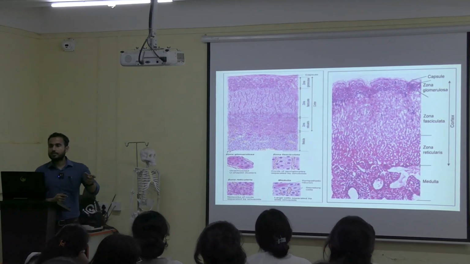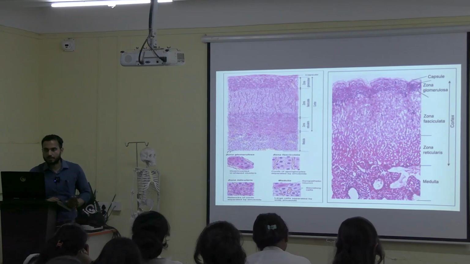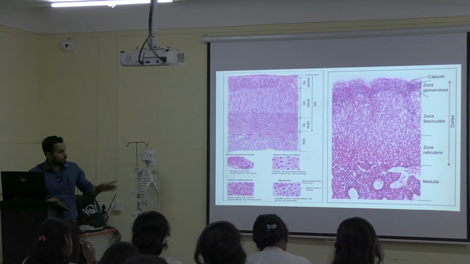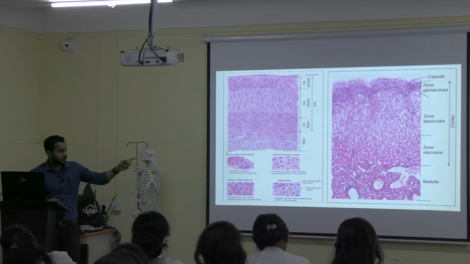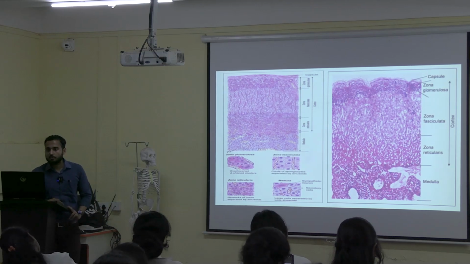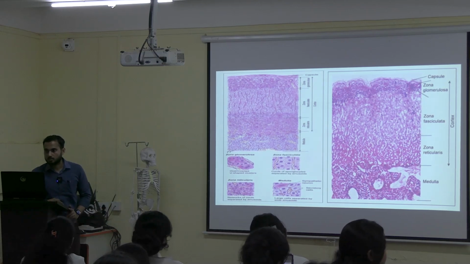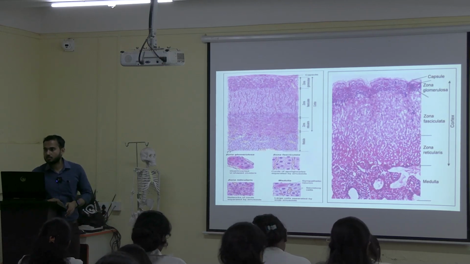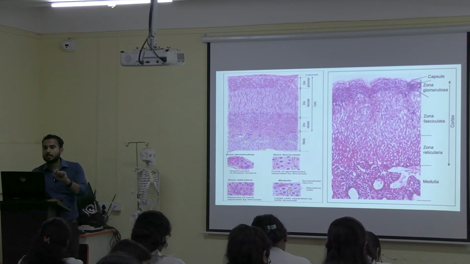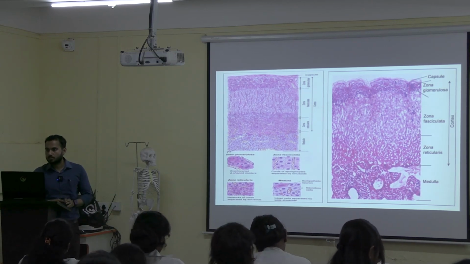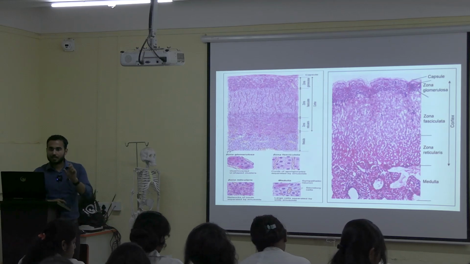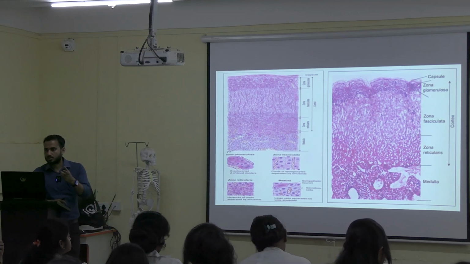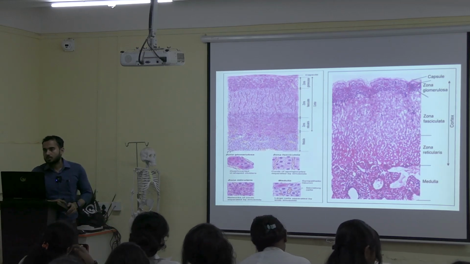First, how will you differentiate between cortex and medulla? I have not discussed the medulla, but by looking at this diagram, how will you differentiate cortex and medulla? Medulla stains pale, and cortex stains darkly. Next, the capillaries present in the medulla are wide capillaries, larger as compared to the cortex.